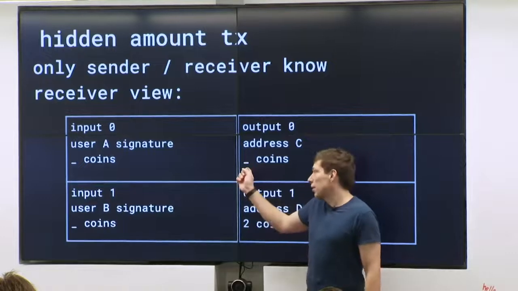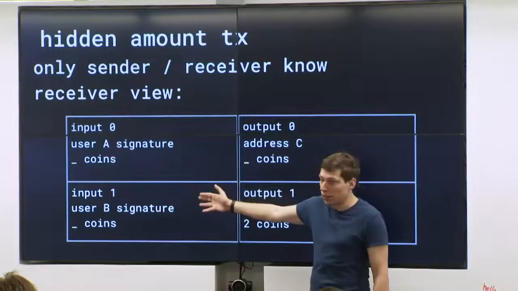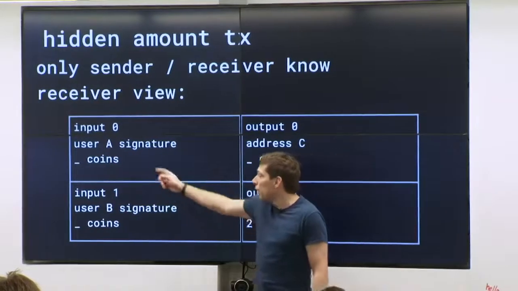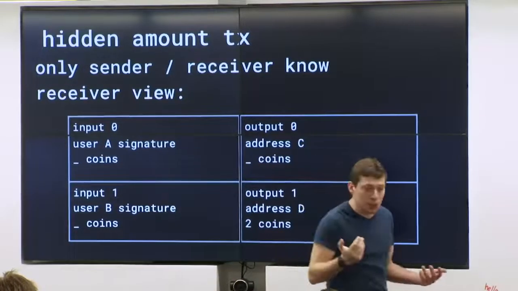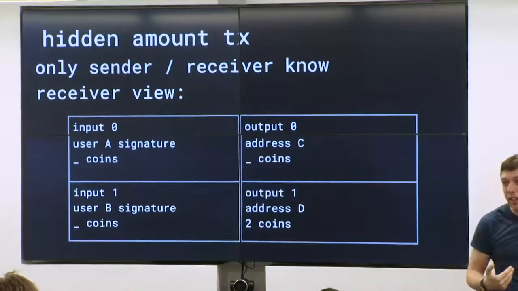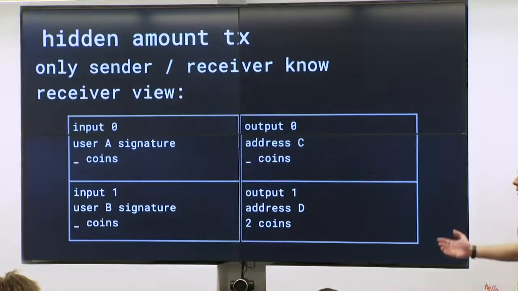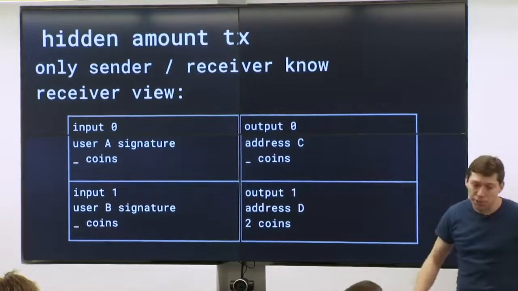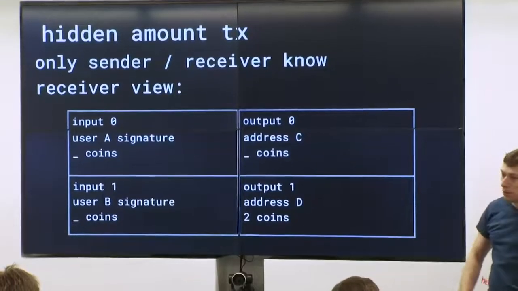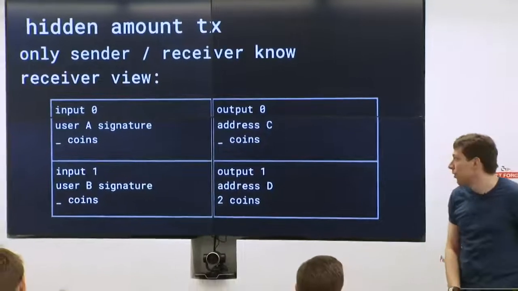But I actually don't know. If I know this, then I can sort of figure out what these are, or at least the sum of them. But if I don't know any of these things, I don't know how much the person sending me money has. I just know, oh, I got 2 coins. Cool, that's what I wanted. But I don't learn anything about their inputs or their other outputs within the transaction. So that would be ideal if we can do that, right?